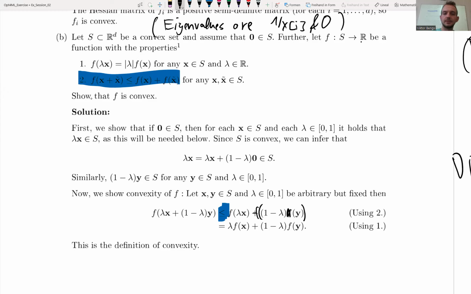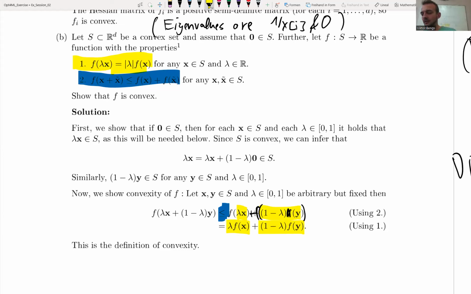Sorry, this is of course a typo. In the end, it doesn't matter, but strictly speaking, you have the f here. Sorry. And then now you can use the second one, or the first one rather. Now you can apply it for this one, and you can apply it for this one. And then what you have shown eventually is exactly the definition of convexity.